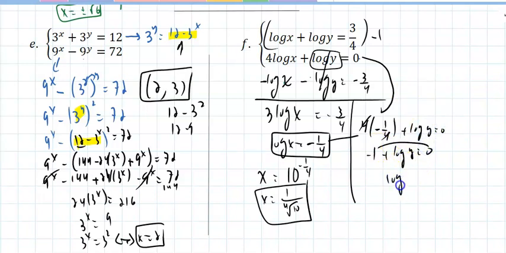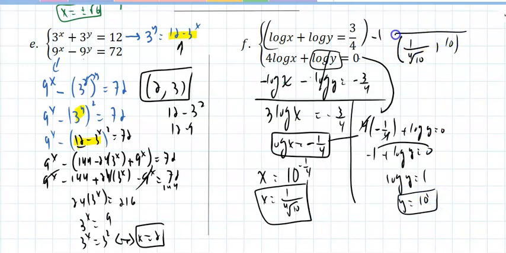So log of y equal a 1, and y would be 10 to the 1. So the solution here is 1 over the 4th root of 10 and 10. And that would be it for this section.